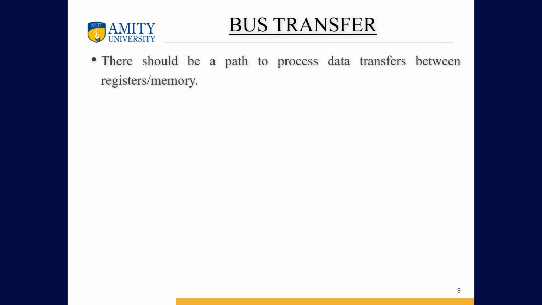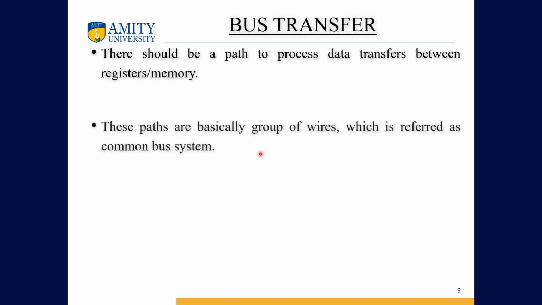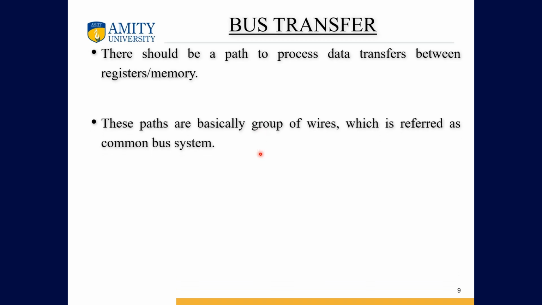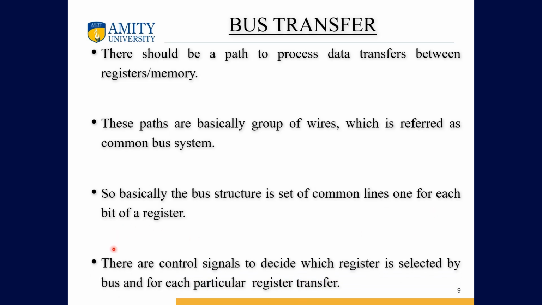Bus transfer. This is the second type of transfer. Since transfer from memory or from register to memory, there has to be a path for data to be transferred, since it cannot be transferred directly. So a bus transfer is basically a group of wires, and these are referred to as a common bus system. So basically the bus structure is a set of common lines, one for each bit of a register. The control signals decide which register is selected by bus for a particular register transfer.